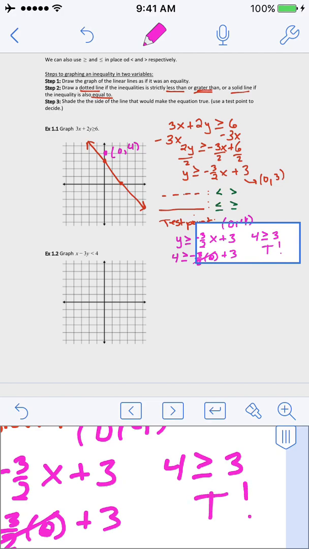I didn't get something like negative 4 is greater than 3, right? I didn't get 3 is, no, actually, well, 3 would have been fine because it's equal to, but I didn't get something like 4 is greater than 5, right? That would have been a false statement. Here it is true, though. 4 is greater than 3.